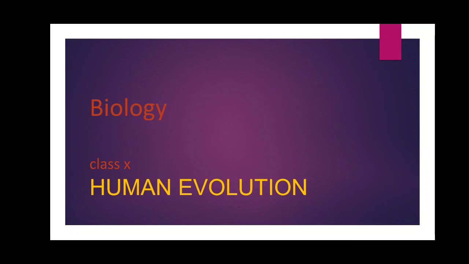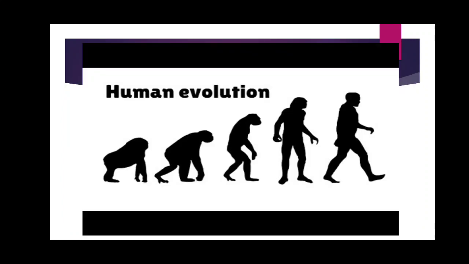We will continue with our chapter Human Evolution. In the previous classes, you have learnt about Lamarck's and Darwin's theory of evolution. Today's class, let us start with the story of man's origin and evolution as it is recorded in the rocks in the form of fossils.